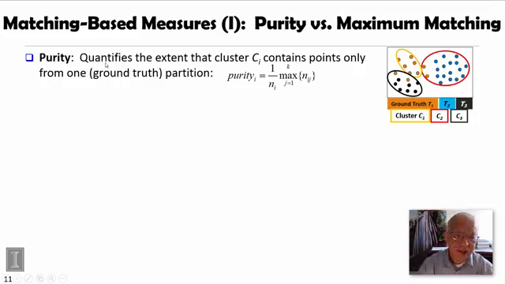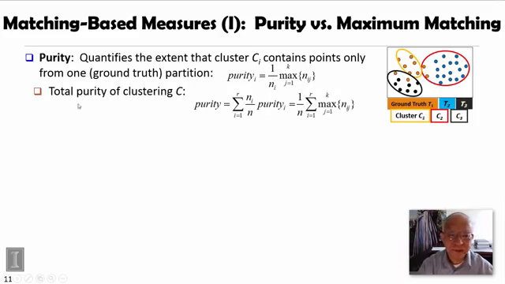So what is the purity? It quantifies the extent that cluster C sub i contains the points only from one ground truth partition. Suppose we have R clusters. For purity sub i, you first count how many points are in this cluster. Then you see the maximum number of the ground truths here, which is the black points. The max number is 1, 2, 3, 4, 5, 6, 7. So you get 7, but the total number is 9. So the purity is 7 over 9.